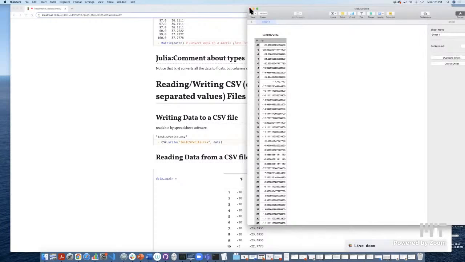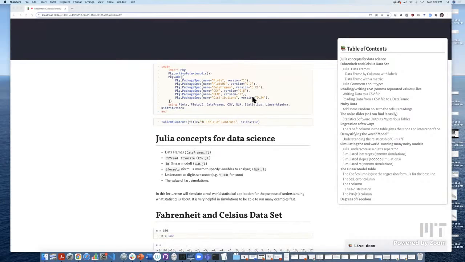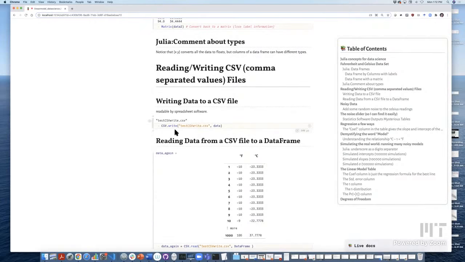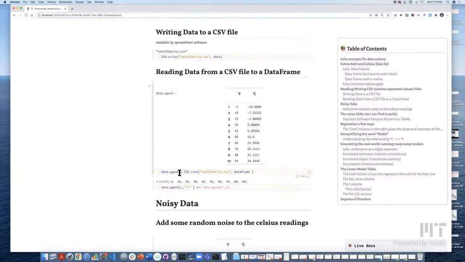All right, let's go back to 10 again. I don't know why, but let's just play with 10 points. Okay, so there's that, and once it's written, of course, here's the data. We can actually read it. I'll call it data again, and this brings it back from the file into a data frame.